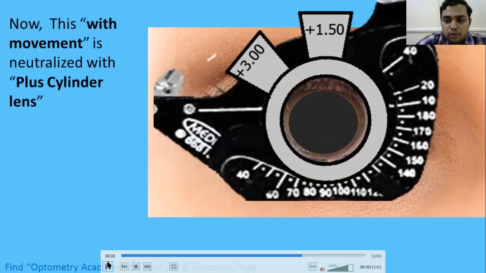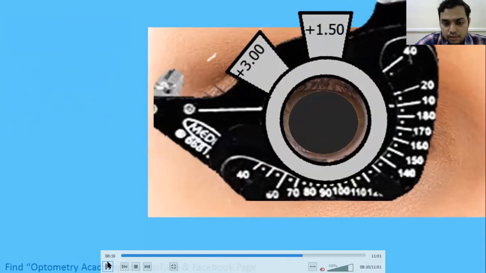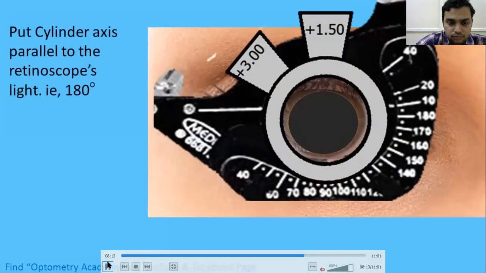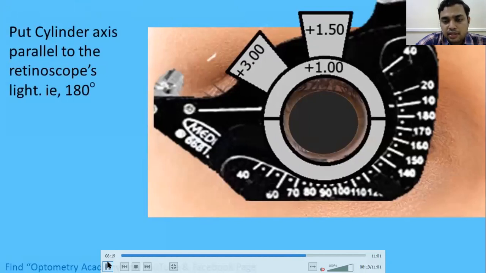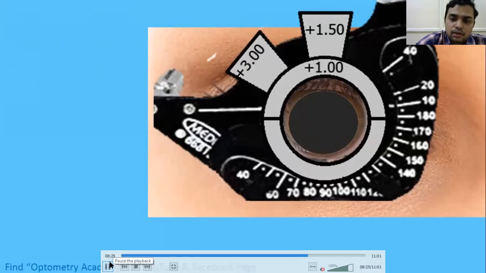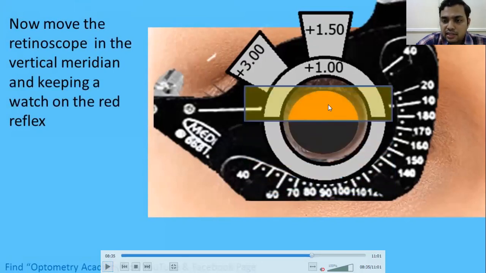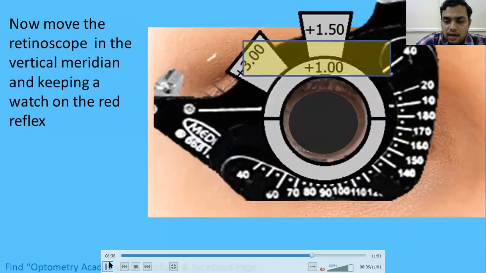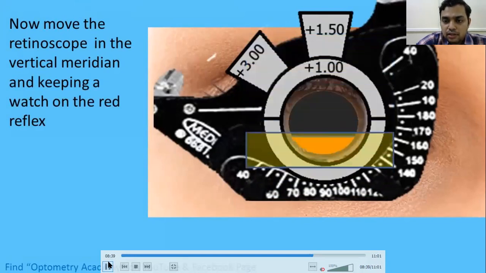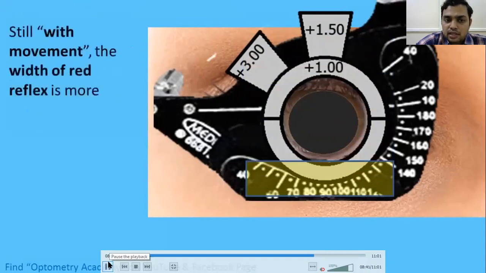So we are putting a plus cylindrical lens. We can put the plus spherical lens also. Here in this video, he is putting a plus power cylindrical lens at 180 axis, and you observe the red reflex now. If you observe, there is an increase in the width of the red reflex, and we observe the with movement of the red reflex. So as there is a with movement, still you have to increase the power of the plus lens.